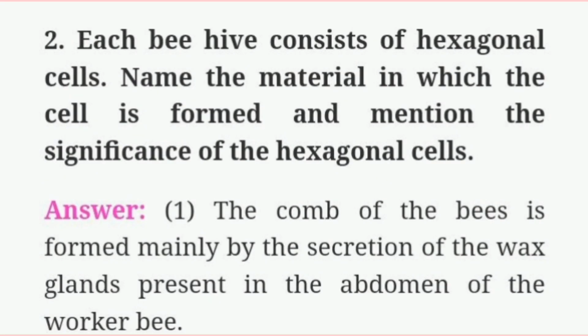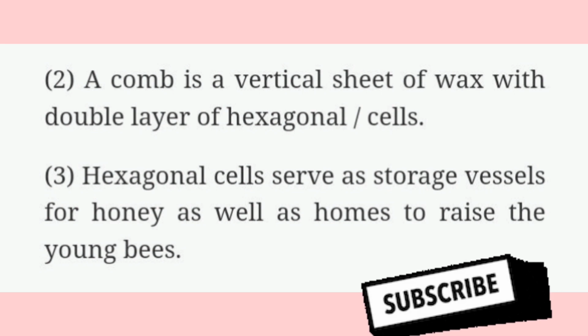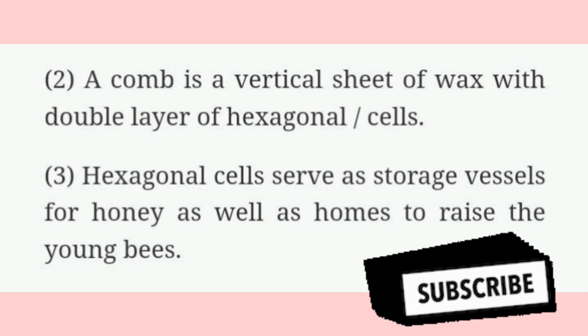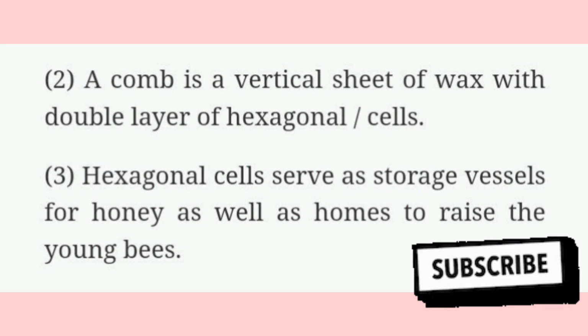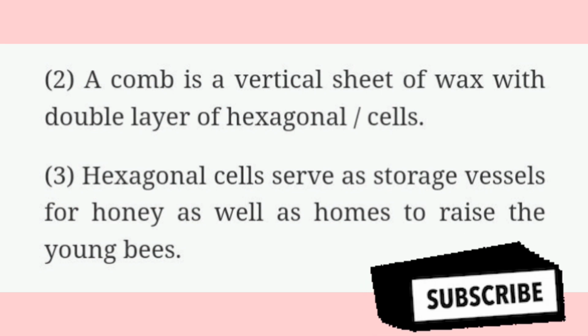Second one, each beehive consists of hexagonal cells. Name the material in which the cell is formed and mention the significance of the hexagonal cells. First point, the comb of the bee is formed mainly by the secretion of the wax glands present in the abdomen of the worker bee. Second point, a comb is a vertical sheet of wax with double layer of hexagonal cells. Third point, hexagonal cells serve as storage vessels for honey as well as home to raise the young bees.